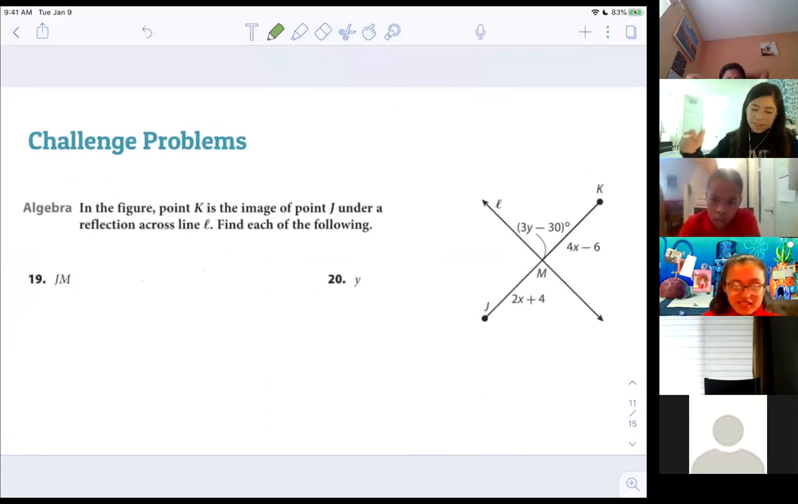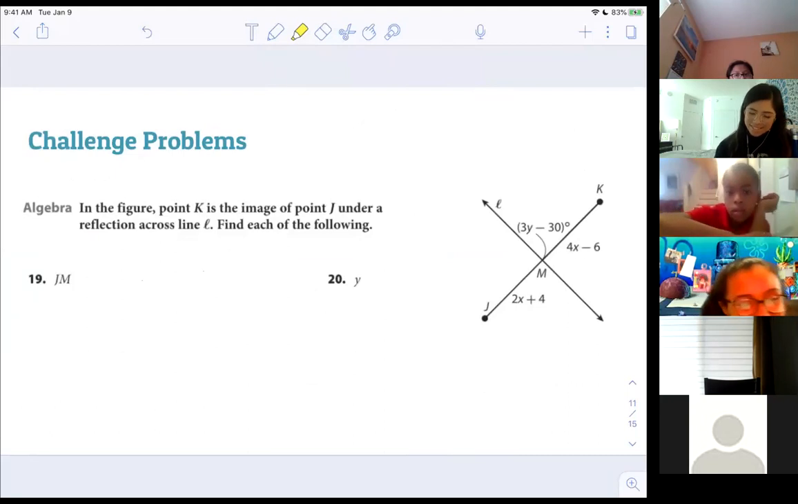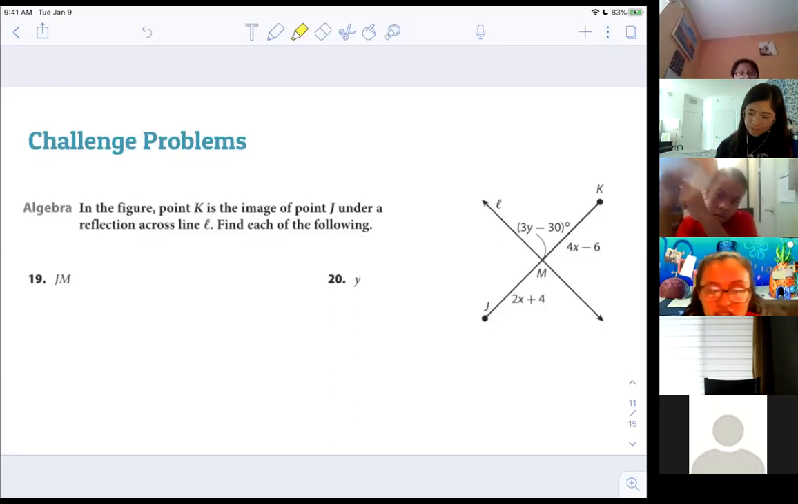Can I have a volunteer read the problem? Go ahead, Daniel, you wanted to read? Okay, go. I'll just read it. In the figure, point K is the image of point J under reflection across line L. Find each of the following.